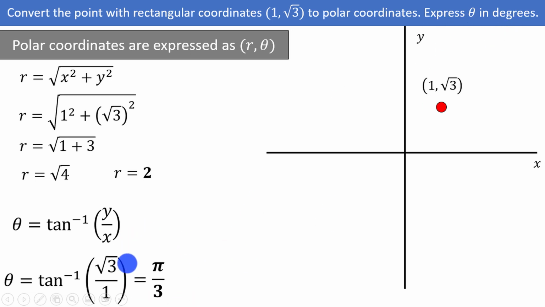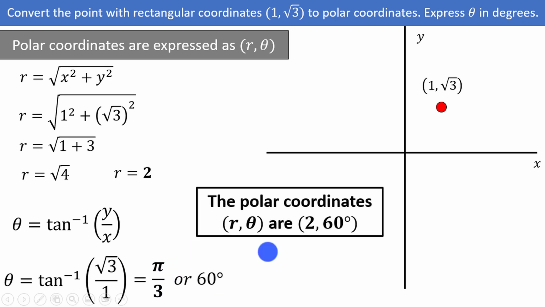So instead of using pi over 3, we could express this as 60 degrees. The polar coordinates r, theta are 2, 60 degrees. This means in order to reach this point, we could either go out 1 unit to the right and square root 3 units up, or we could go out 2 units in the 60-degree direction.